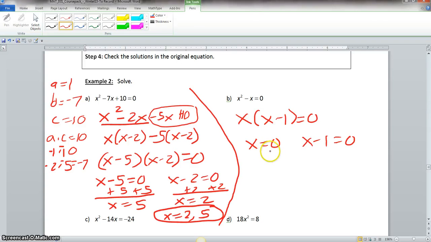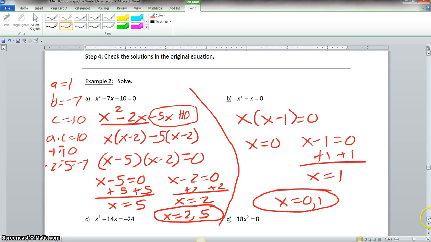Now, x equals 0 is done. Now, x minus 1 equals 0, we have to add 1 to both sides, and x equals 1. So our final answer is x equals 0 comma 1. And that's it.